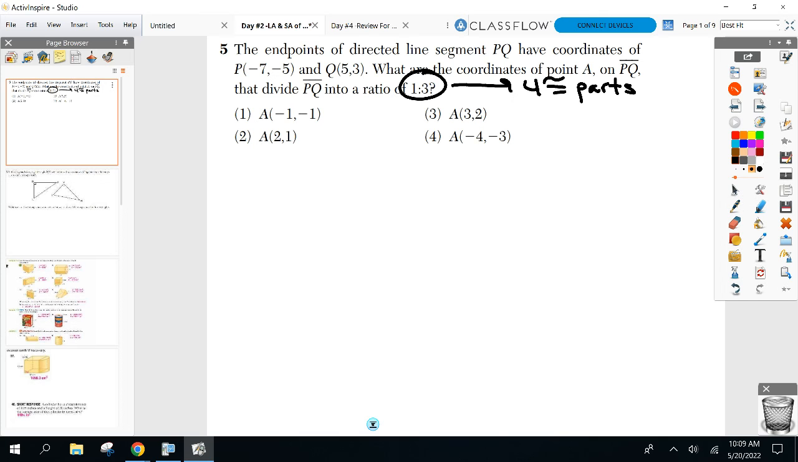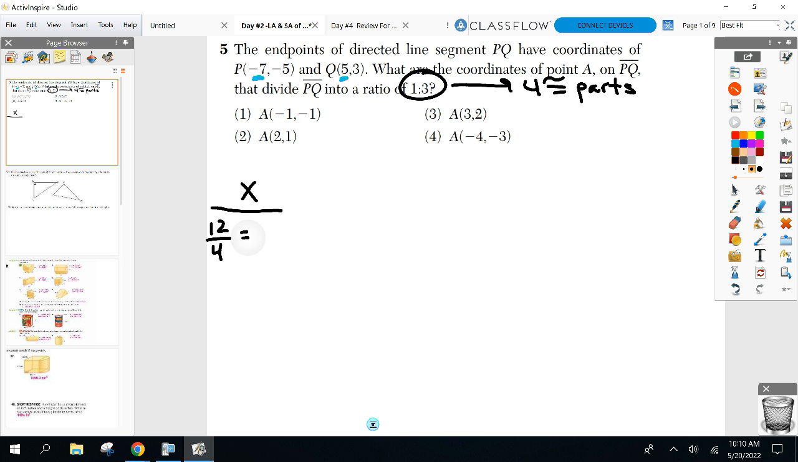The first thing we'll do is take the x coordinates and divide it up into 4. So I start at -7 and I end at 5. How far am I going on the x-axis? -7 to 5, that's a distance of 12, everyone, correct? And I'm dividing that distance by 4 equal pieces.